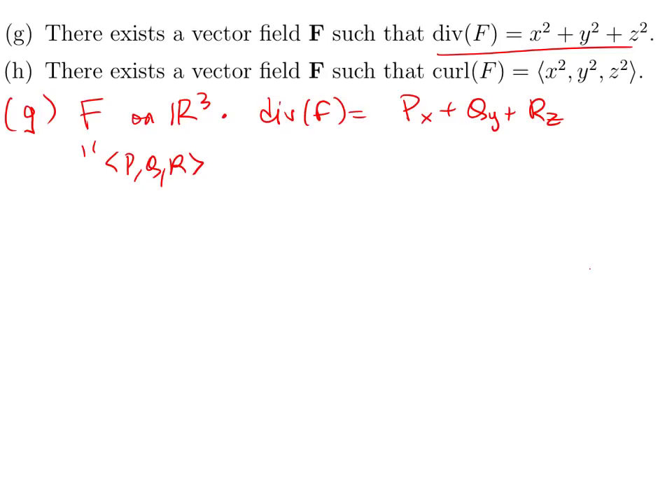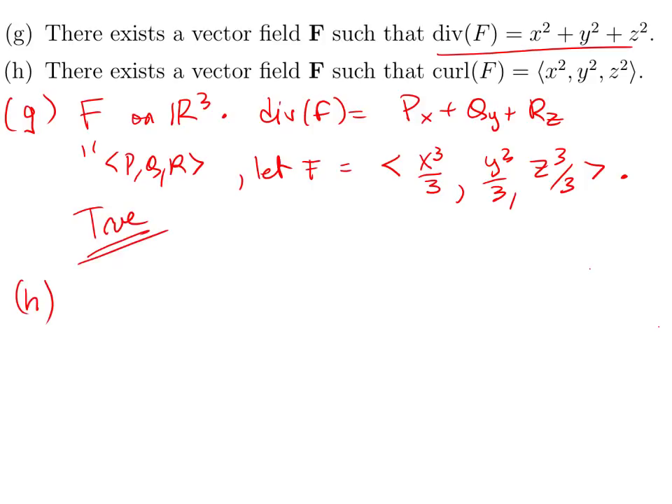And so I just want to cook up an example so that this is equal to x squared plus y squared plus z squared. That's pretty easy. I just want to find P, Q, and R so their derivatives add up to x squared plus y squared plus z squared. An easy possibility is that F be, in this case, x cubed over 3, y cubed over 3, and z cubed over 3. So if you differentiate these, you will just get x squared, y squared, and z squared. And then the divergence of this is indeed equal to what's desired. This is true.